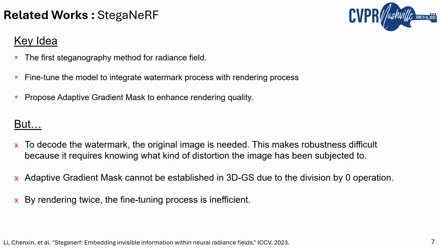Decoding the watermark requires the original image, which makes it hard to ensure robustness since the type of distortion applied to the image needs to be identified. The adaptive gradient mask cannot be used in 3D-GS because of a division by zero issue. Additionally, double rendering is required, which is inefficient.